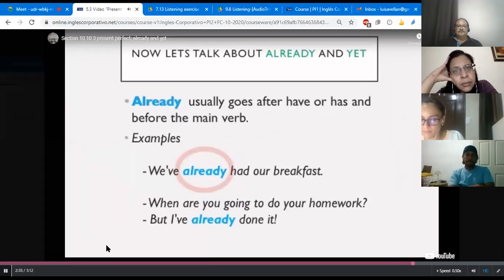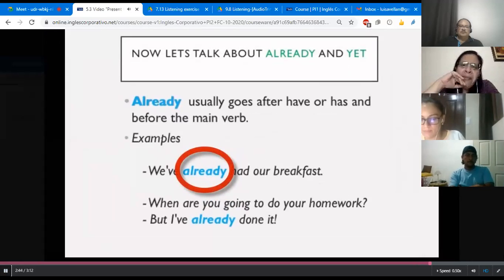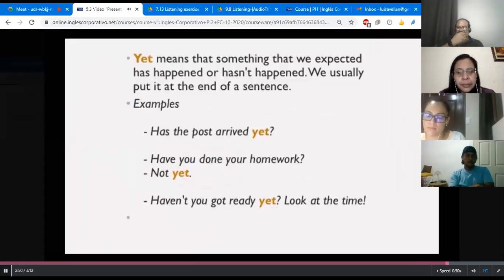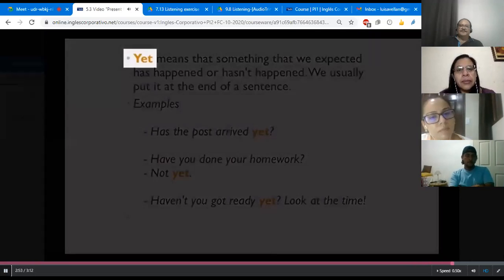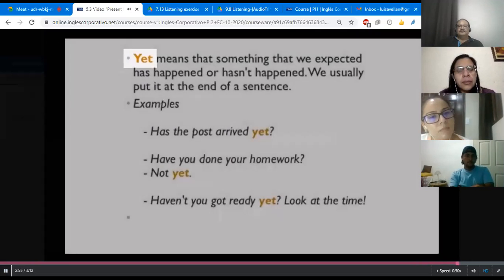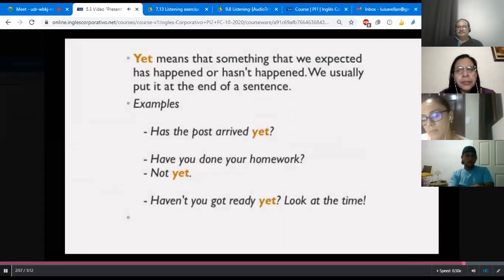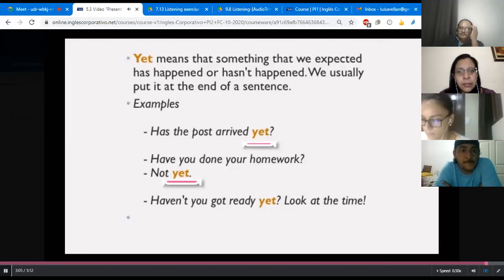Now let's talk about already and yet. Already usually goes after have or has and before the main verb. Examples, we have already had our breakfast. When are you going to do your homework? But I've already done it. Yet means that something that we expected has happened or hasn't happened. We usually put it at the end of a sentence. Examples, has the post arrived yet? Have you done your homework? Not yet. Haven't you got ready yet? Look at the time.